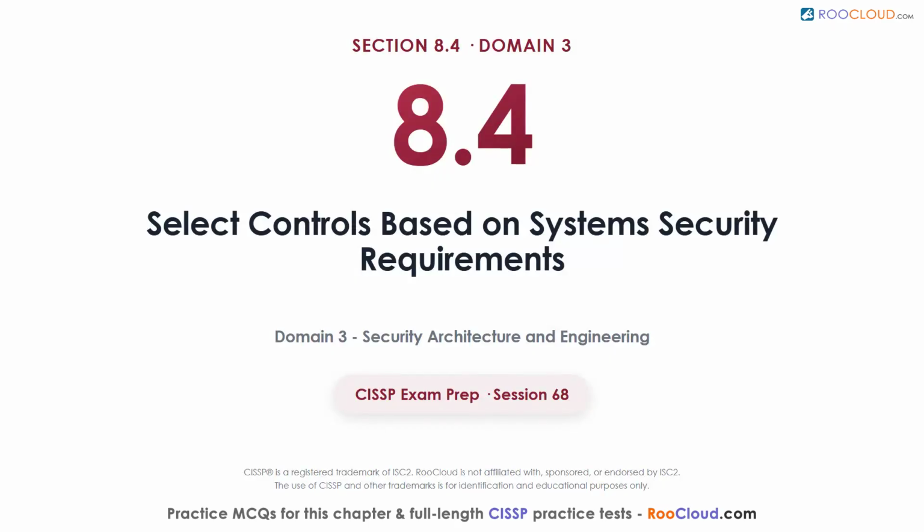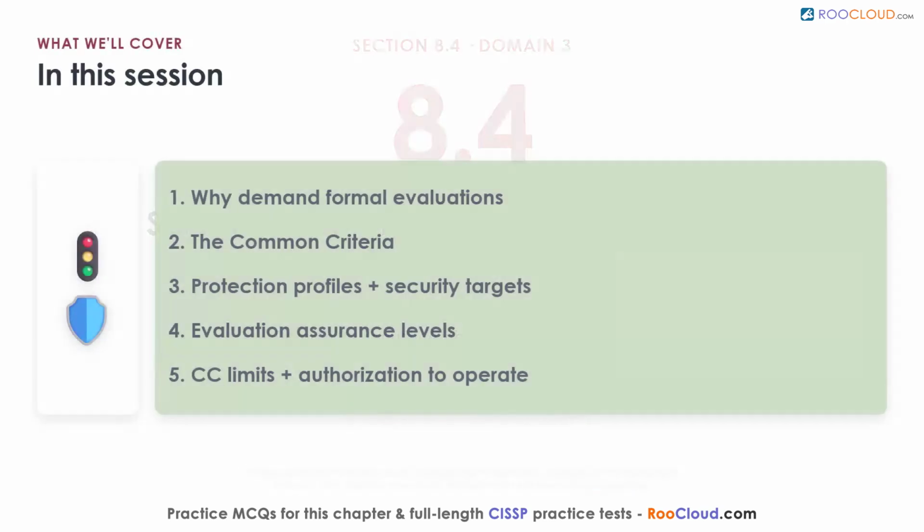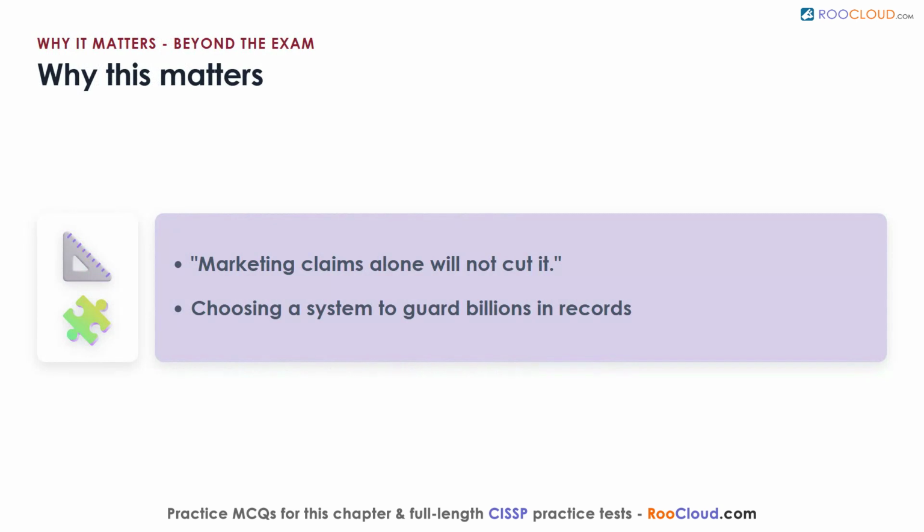Welcome to Section 8.4. This is the 68th session of the CISSP Exam Prep series. In this session, we'll learn how buyers judge whether a system is actually secure enough. We'll answer several questions. Why do organizations demand formal security evaluations? What is the Common Criteria? How do protection profiles and security targets fit together? What do the evaluation assurance levels measure? What can the Common Criteria not do? And what is an authorization to operate?